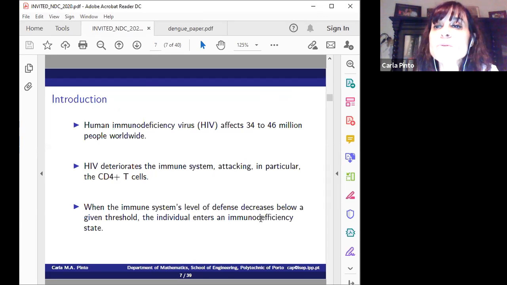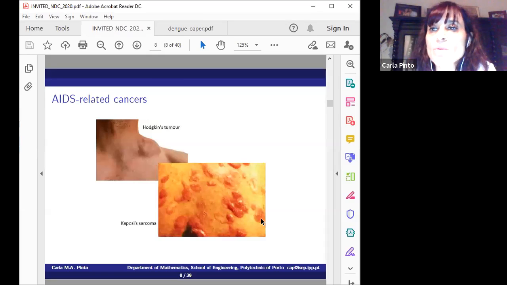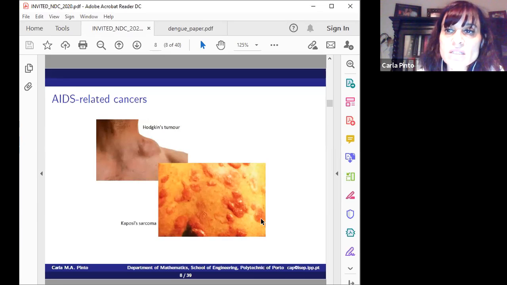The human immunodeficiency virus, HIV, affects 34 to 46 million people worldwide, and it's an extremely bad virus, because it attacks the immune system, and specifically the CD4 cells, which play a major role in our immune defense system. When these cells are below 200 per milliliter of blood, the patient with HIV infection is at the final stage, acquired immunodeficiency syndrome, which is characterized by a lot of malignancies. Among them are cancers, for instance Hodgkin's tumor and Kaposi sarcoma, which are associated with this final stage of HIV infection.